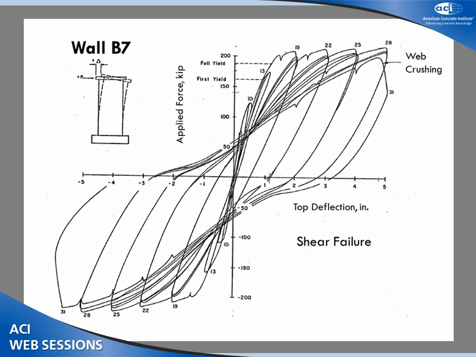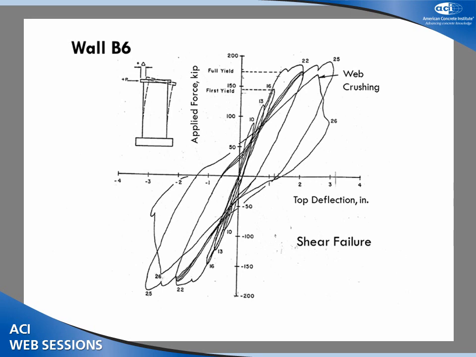In one case, wall 7 here, the cycles were three cycles at a given displacement, and then go to three cycles again, and three cycles again, whereas in the previous wall, they were alternating large and small cycles. So this turned out to be a much more aggressive loading history, and that's why it appears that the wall itself failed at a much lower displacement.